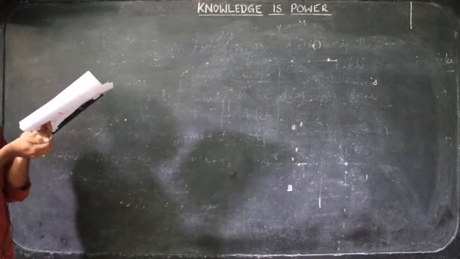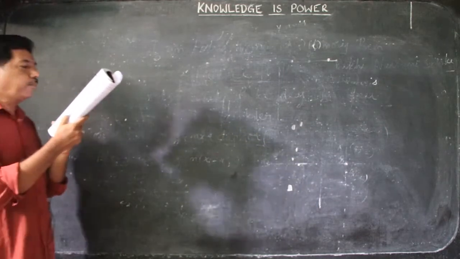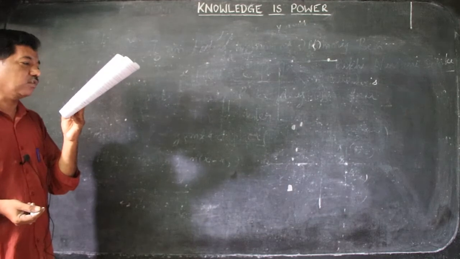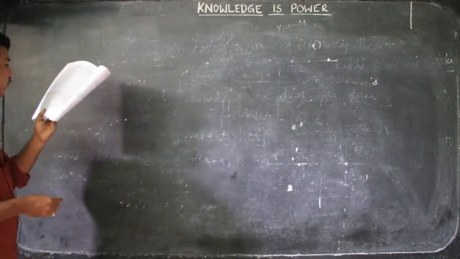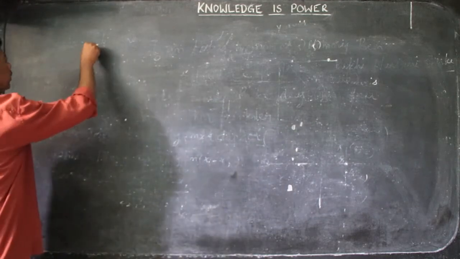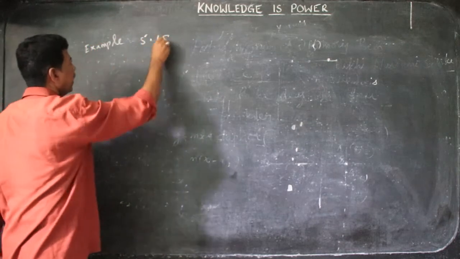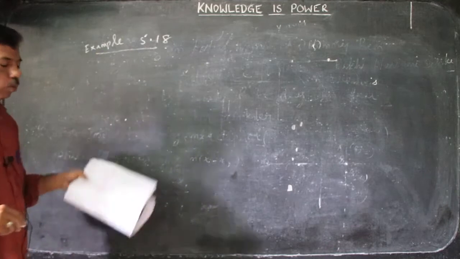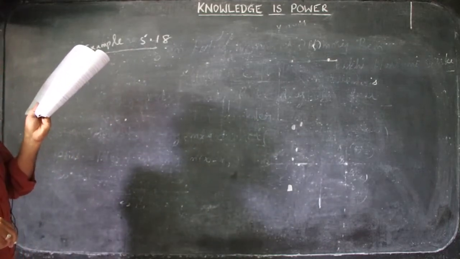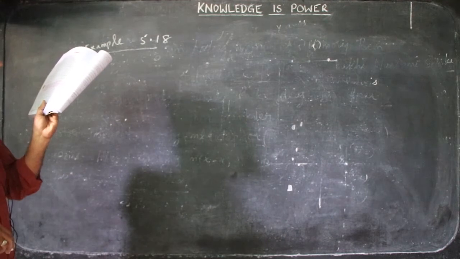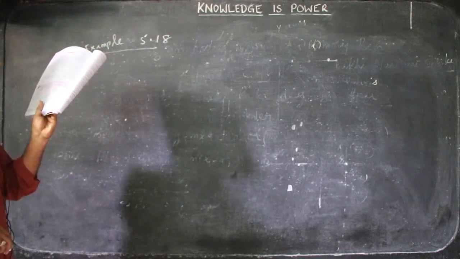page number 222. Slope intercept form, find the equation of the line. One of the questions, example 5.18. Find the equation of the straight line whose slope is 5 and y-intercept is 9. Slope 5, y-intercept is 9.